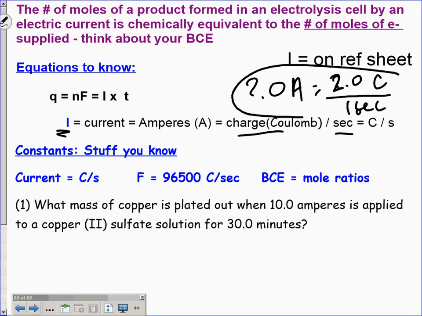So you can easily convert amperes to coulombs per second now because you know the relationship between current and coulombs per second. You already know Faraday's constant, 96,500, abbreviated like that. Coulombs per what?